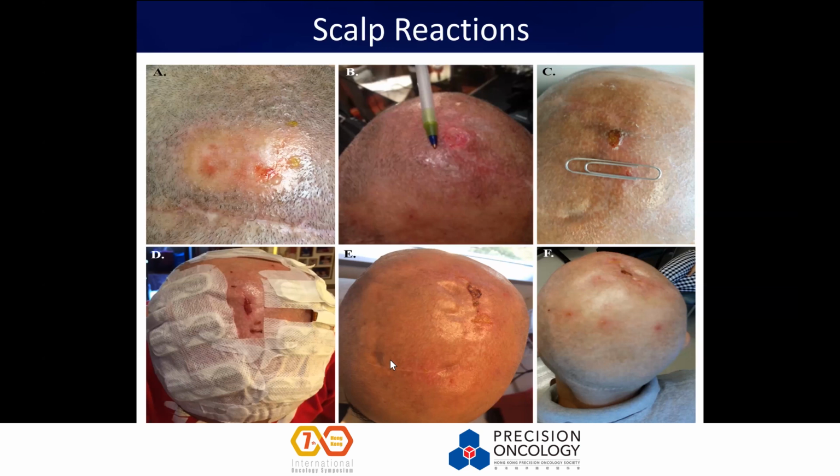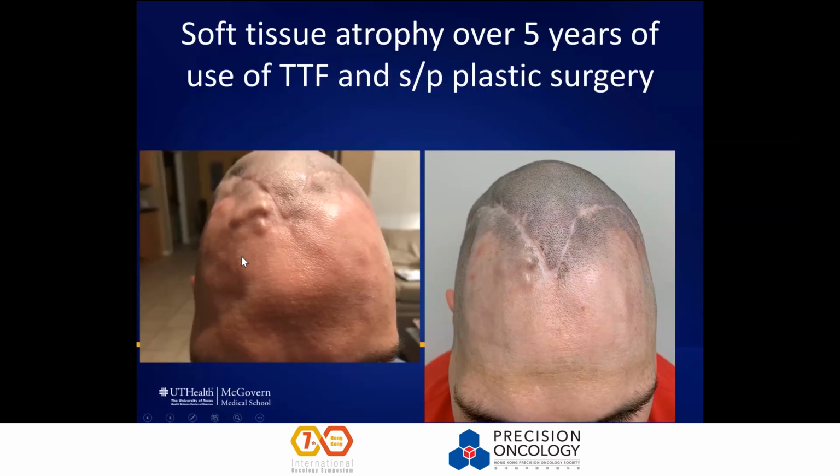And then this patient, this 28-year-old, is the last patient I showed you. He has bifrontal disease and bifrontal surgery, as you can see, because he used this for 5 to 6 years, and he has significant atrophy. The screws from the surgery are showing up because of soft tissue atrophy. So he actually had to have plastic surgery in order to continue to use the Optune. Otherwise, this part of the skin would be broken. We actually did that, so he was able to continue to use Optune.